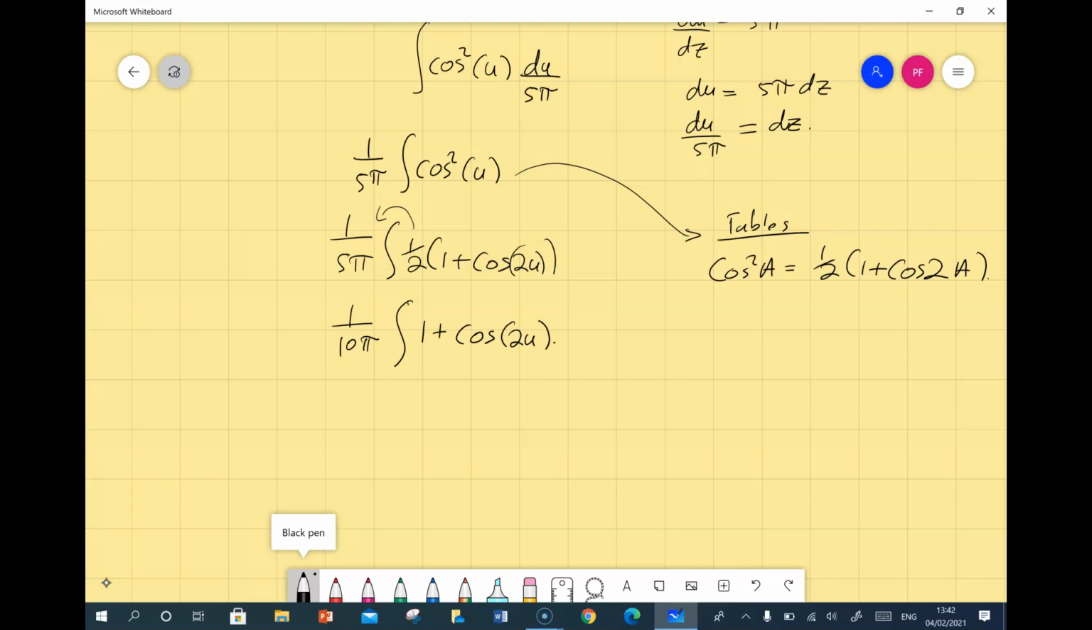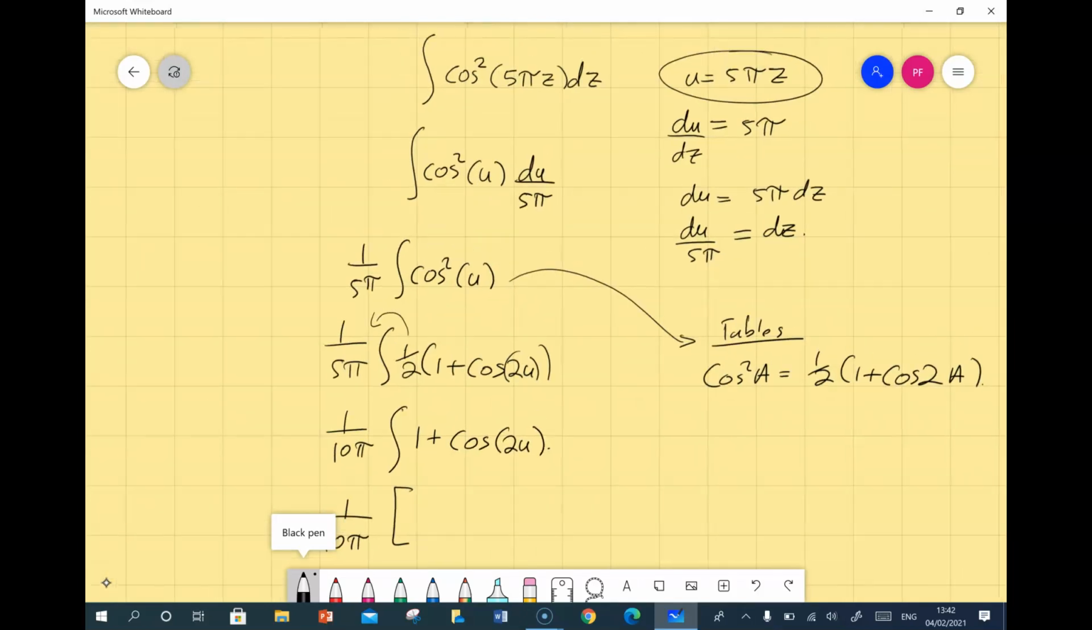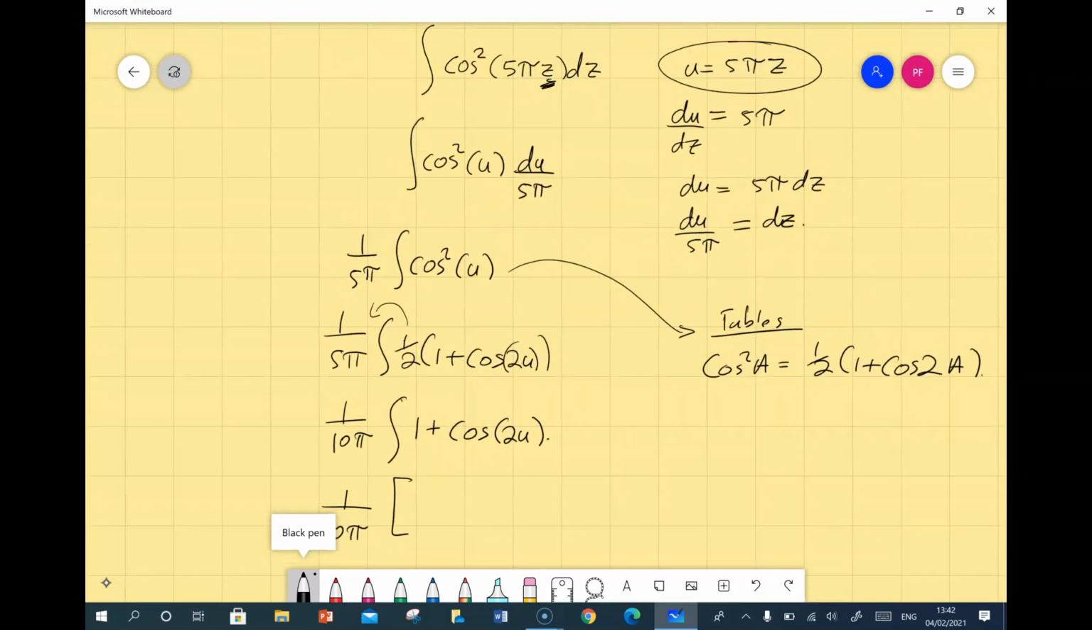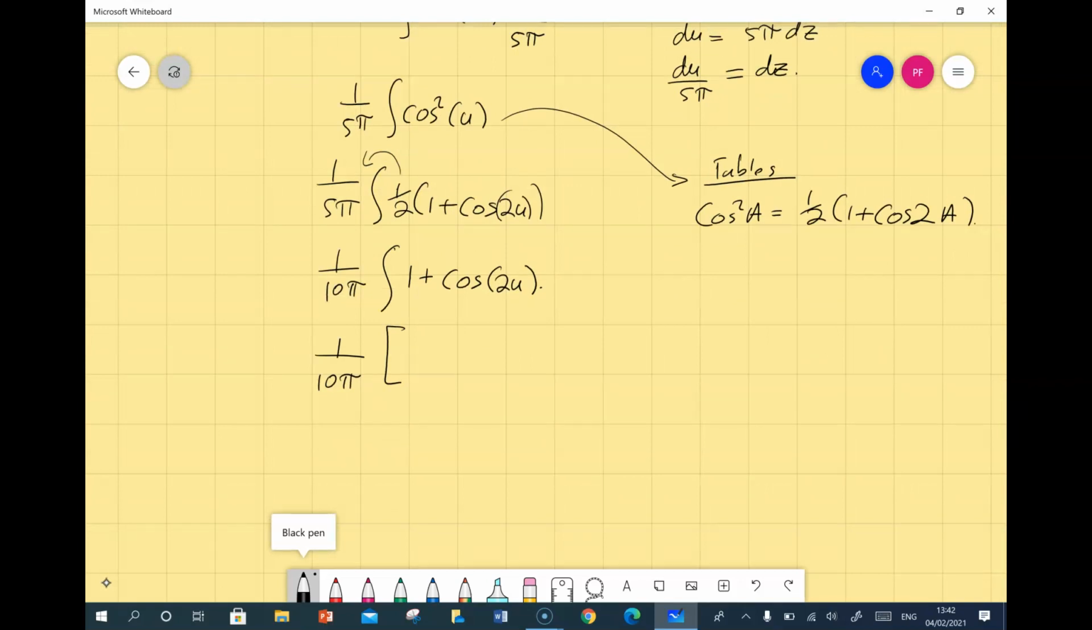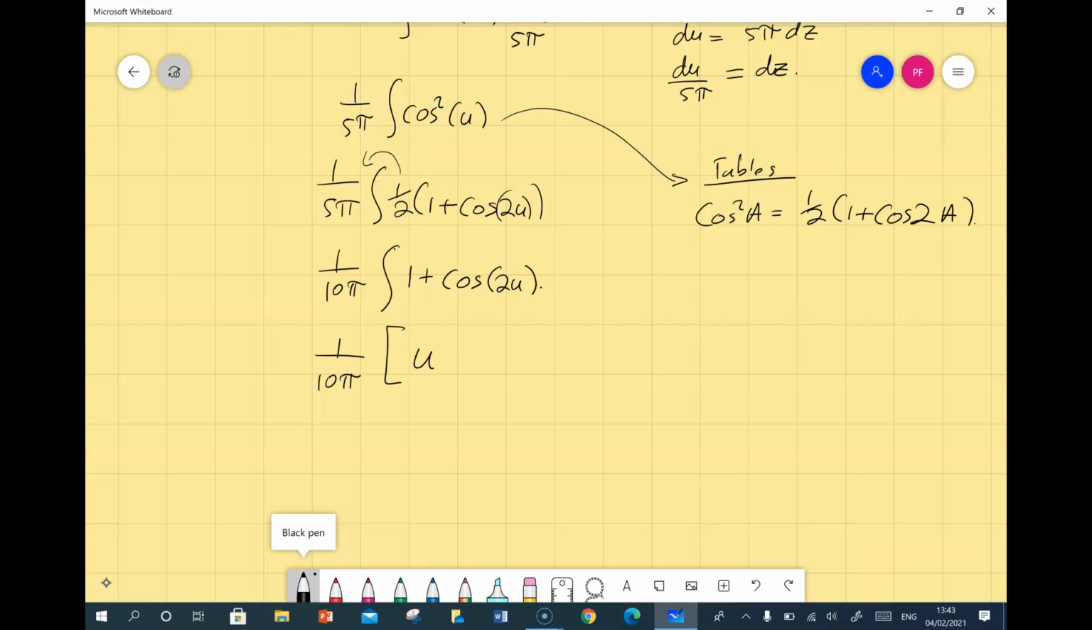Okay, so I'll integrate there. So I look for my integral of 1, it's dz, yeah, so it's z, isn't it? But in this case I'm doing it with regards to du. So integrating 1, I get u, then integrating cos 2u. So cos integrates to sine, so it's sine 2u divided by 2.